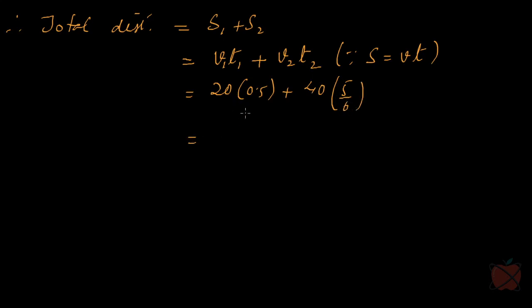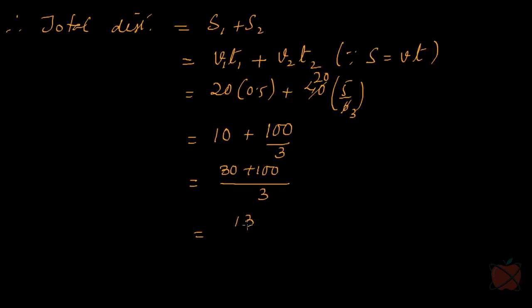20 into 0.5, that means half of 20, that will be 10. Plus, let's cancel this. This will go 20, this will go 3. 20 into 5 will be 100 divided by 3. Let's keep it that way for now. Let us go further by finding the LCM. So this will be 30 plus 100, and that will be 130 divided by 3. So that is the total distance.